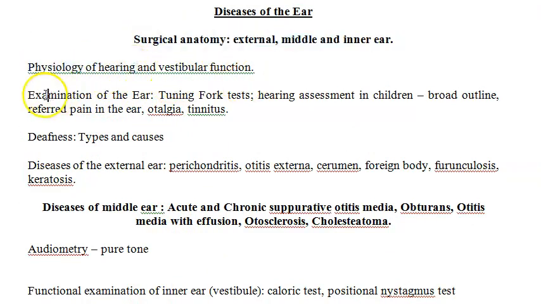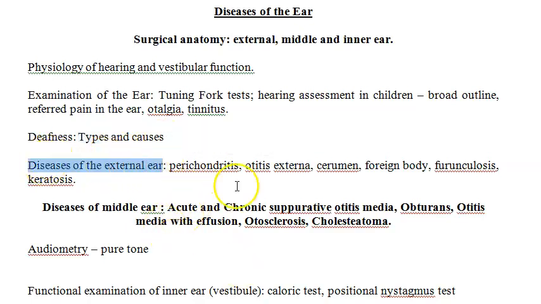You should know the physiology, then you should know how to examine the ear, which you have already learnt in the physiology lab: tuning fork tests, like Weber's test, Rinne's test, etc. Then how to look for referred pain, otalgia, that is ear pain, and tinnitus, which is ringing in the ear. Deafness, the types and causes of deafness you should know. The types will be conductive deafness and sensorineural deafness. Sensorineural means the sensory part plus the neural part. Sensory will be the cochlea, etc. Neural will be something to do with the nerve. So you have so many types of deafness there.